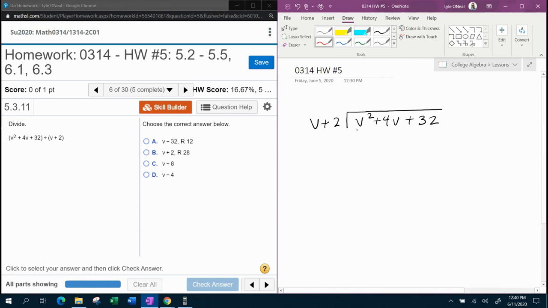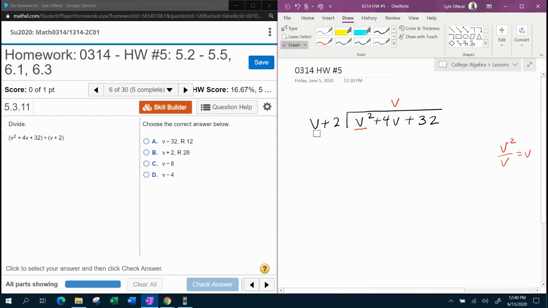So you take the first term of the dividend divided by the first term of the divisor. So v squared divided by v, well, that works out to be v. And so that's going to be the first term of the quotient, which if I keep my like terms lined up, I need to put that v over the 4v. And it's a good practice to keep your like terms lined up, okay?